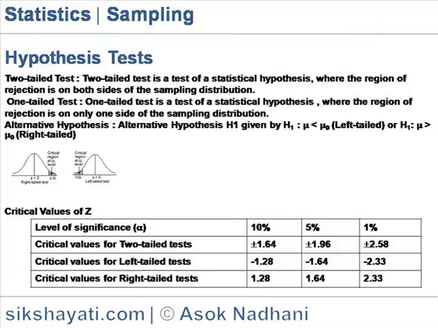The type of test to be applied depends on the nature of the alternative hypothesis. We apply a one-tailed or two-tailed test accordingly as the alternative hypothesis is one-tailed or two-tailed. The following table shows some critical values of Z.